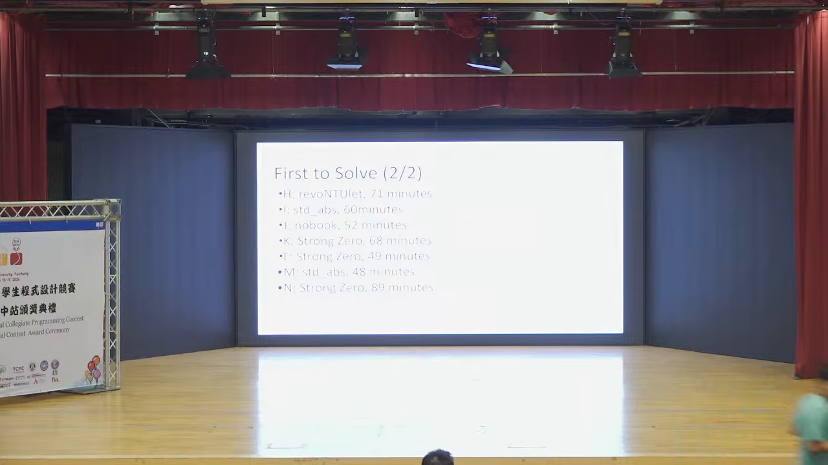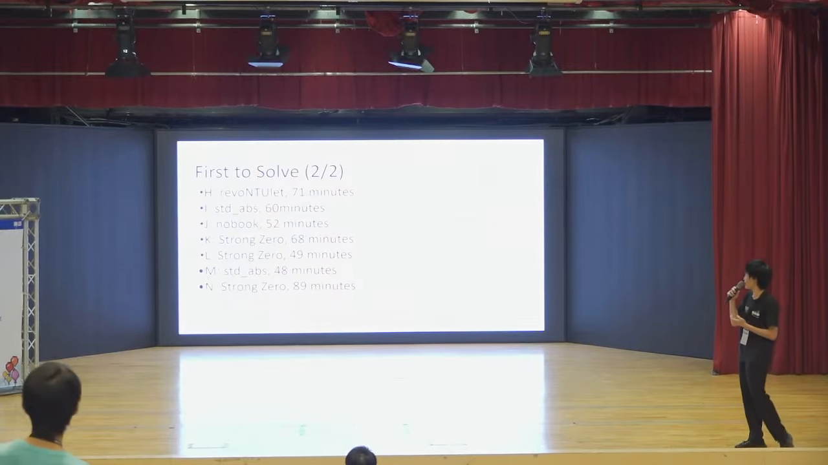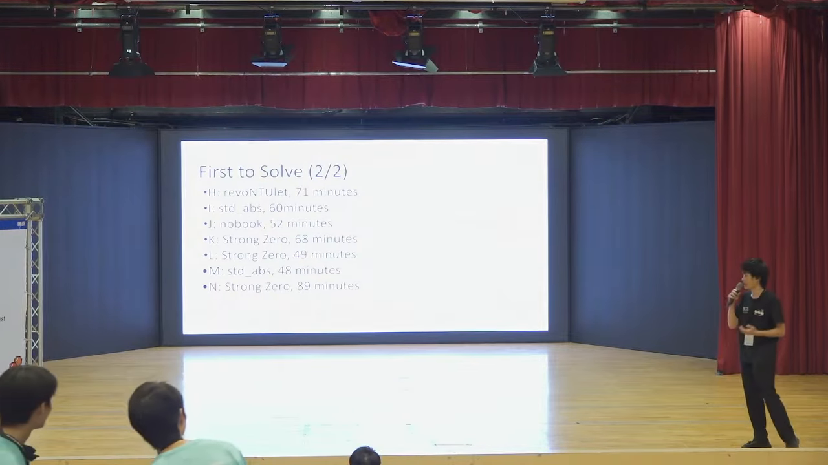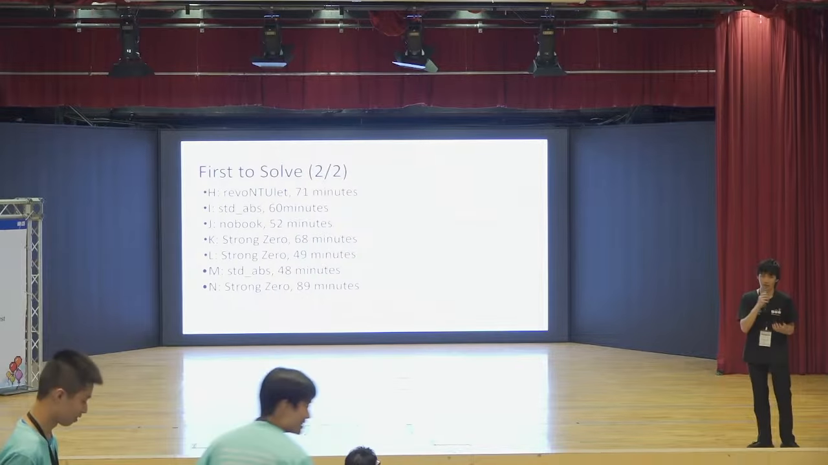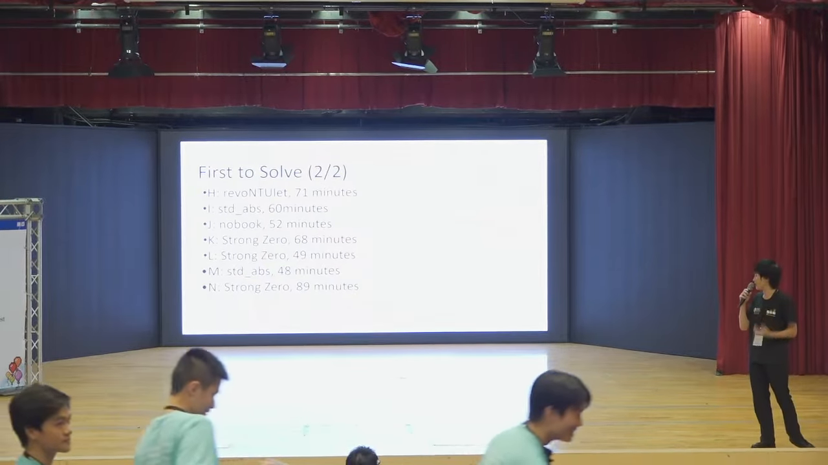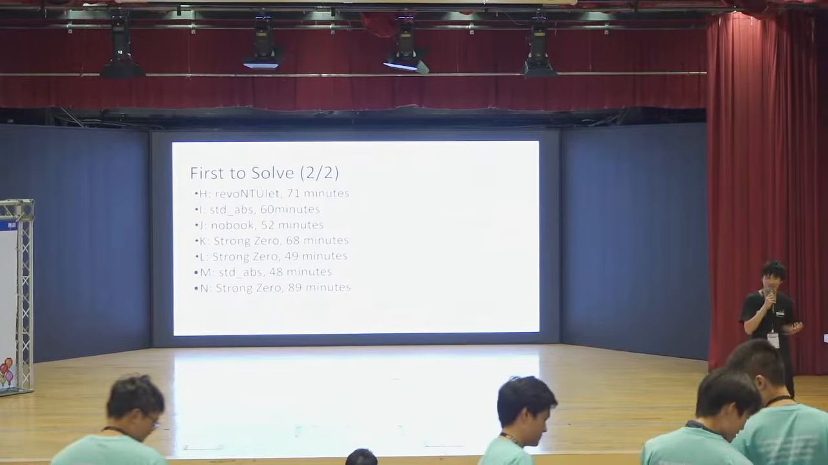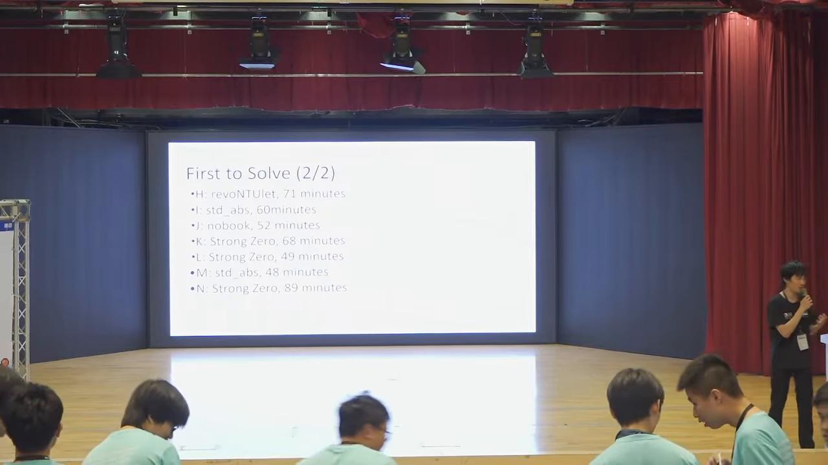H was first solved by Rebel Hewlett, I was first solved by STD-ABS again, and J by notebook. K was solved by strong zero at 68 minutes, L by strong zero at 49 minutes, and M by STD-ABS at 48 minutes, and N by strong zero again at 89 minutes. So actually we only have 4 teams here for these 7 problems. Please come to the stage and receive your reward.